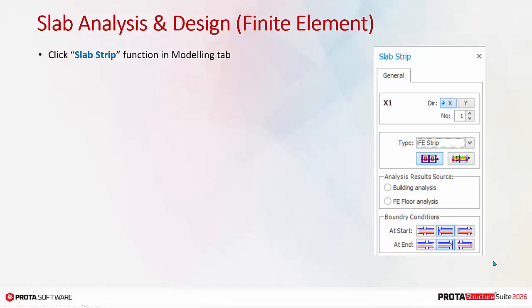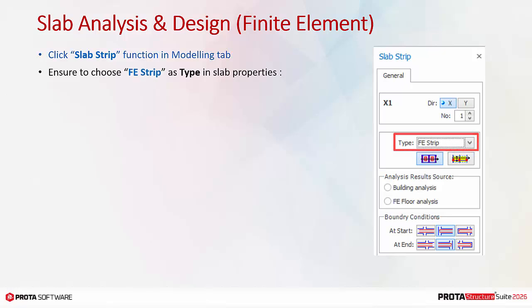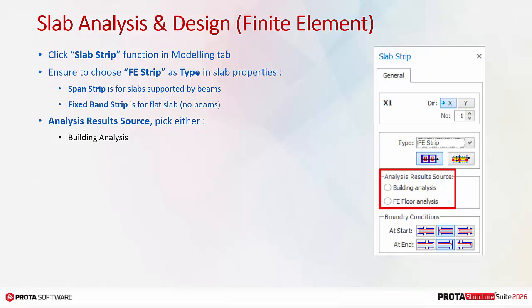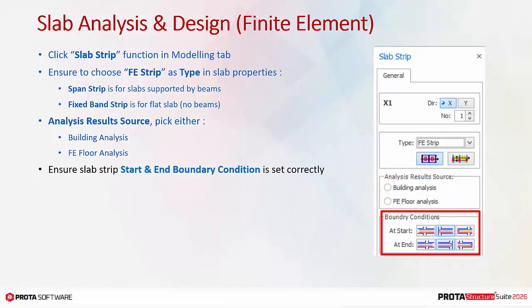Click Slab Strip function in Modeling tab. Ensure to choose FE strip as type in Slab Properties. Span strip is for slab supported by beams. Fixed band strip is for flat slab, with no beams. Analysis result source, pick either building analysis or FE floor analysis. Ensure slab strip start and end boundary condition is set correctly.